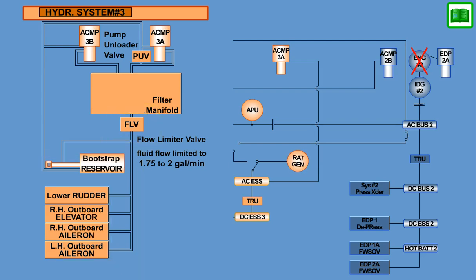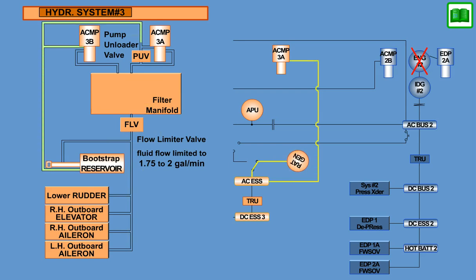When the ram air turbine is spooled up and is producing power to the AC essential bus, ACMP-3A will start, and the pump unloader valve will be commanded to close, and system pressure will increase to normal pressure. The flow limiter valve will remain on as long as the ram air turbine is deployed or the ram air turbine generator is producing power.